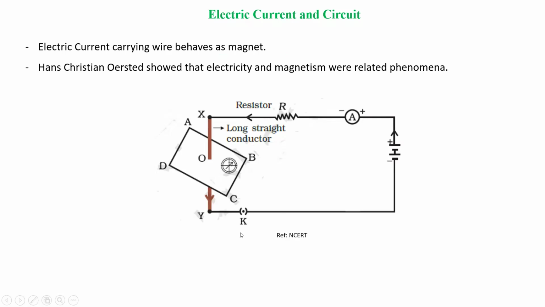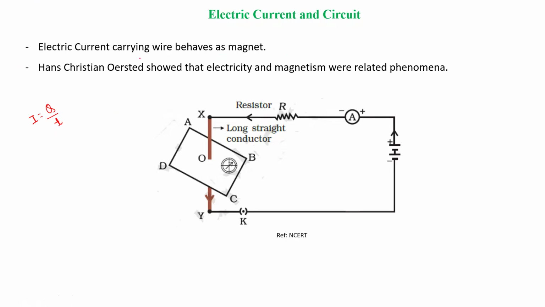I welcome you all to this lecture. It is about electric current and circuit. We already know electric current: I equals Q by T. That is the rate of flow of charge per unit time.